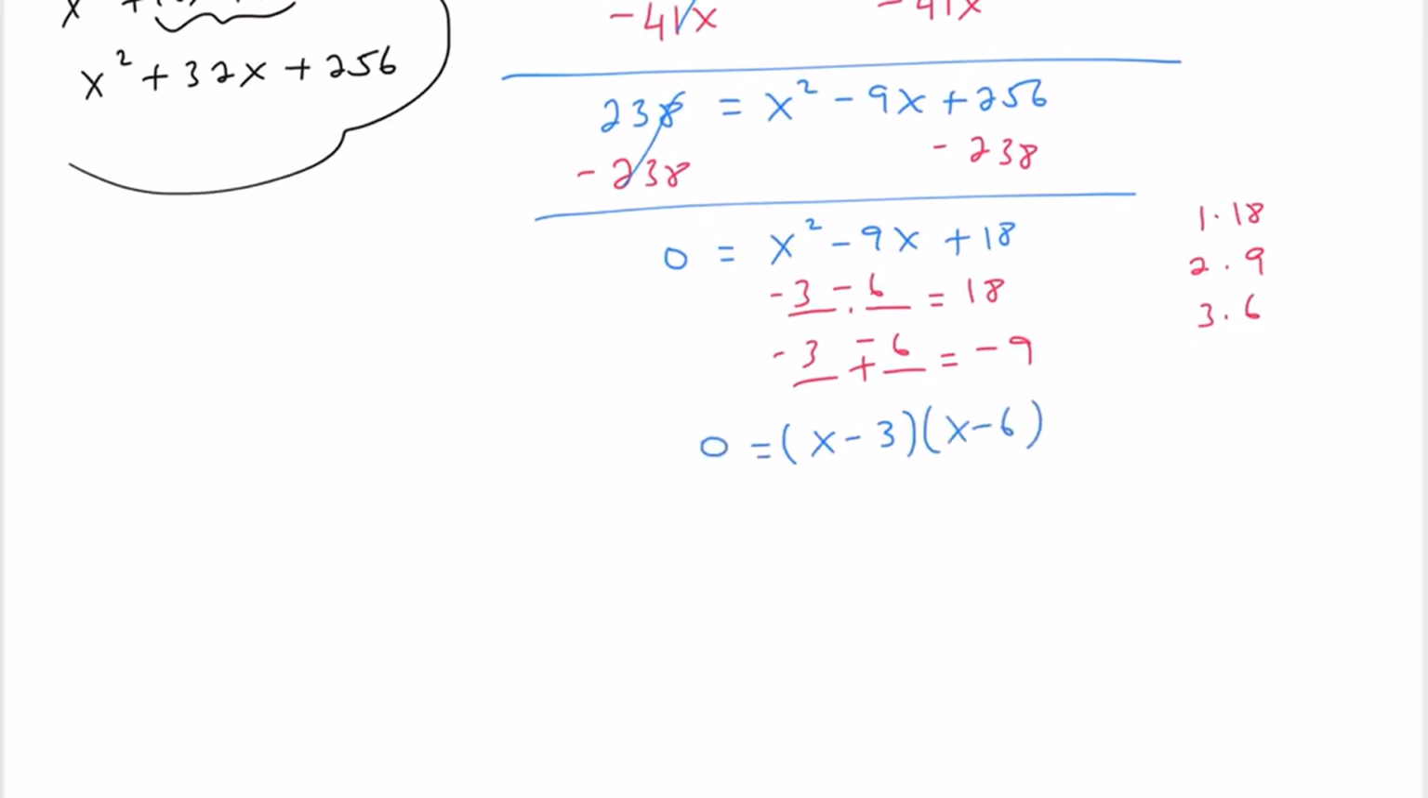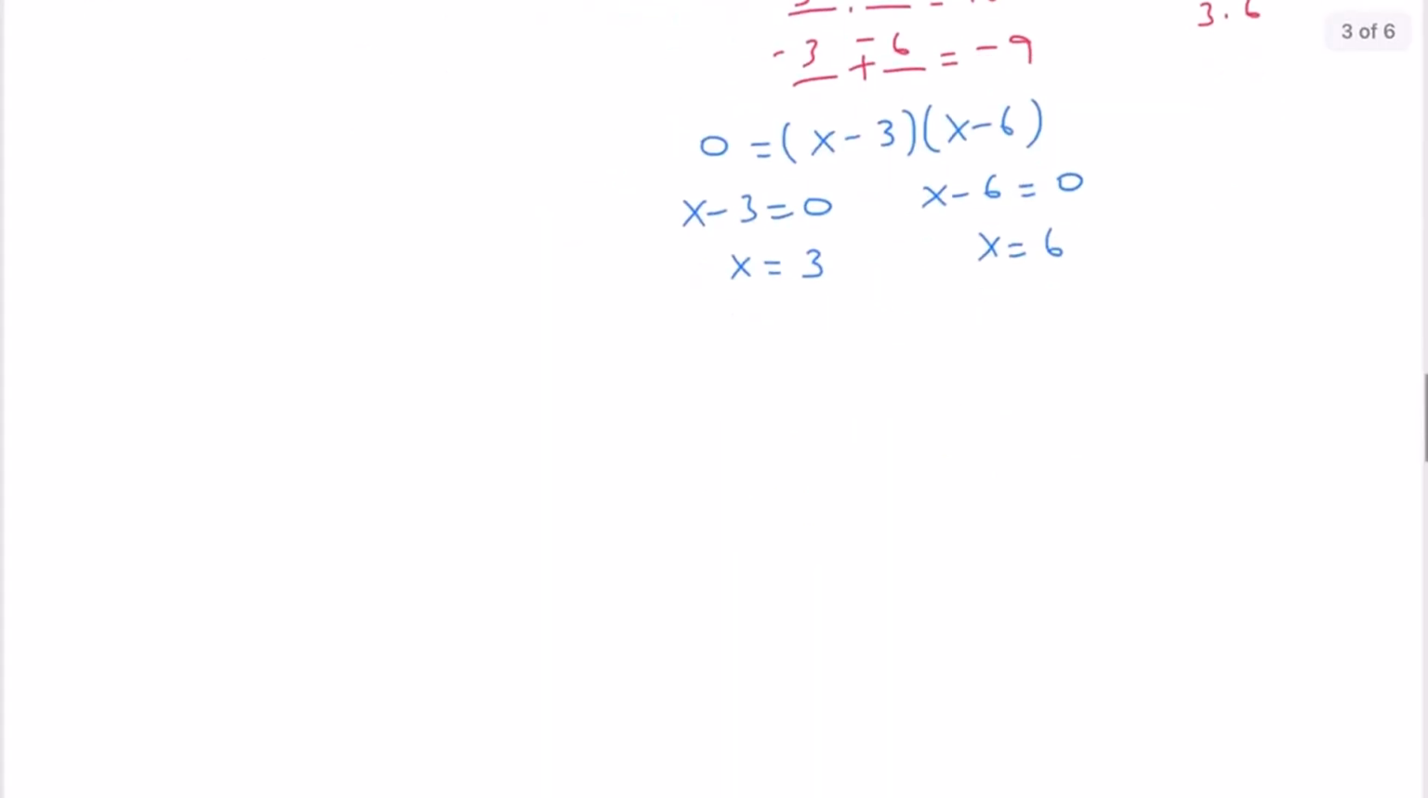Set each group equal to 0 and solve. So we have x minus 3 is 0. Add 3 over, x is 3. And then we have x minus 6 is 0. Add 6 over, x is 6. And then we need to check our answer. So let's check x is 3 first.